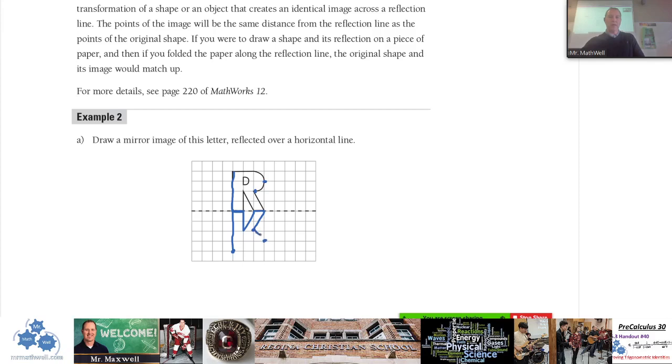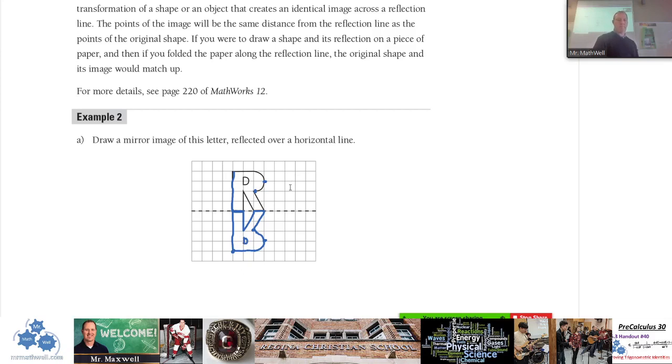So I know I have to go up here and then hit that point and then come back there and so on. And the little hole in the R is 1, 2, 3 units from here. 1, 2, 3. So that's the middle of the little hole. So again, you just kind of want to do your best. And that appears to be the reflection.